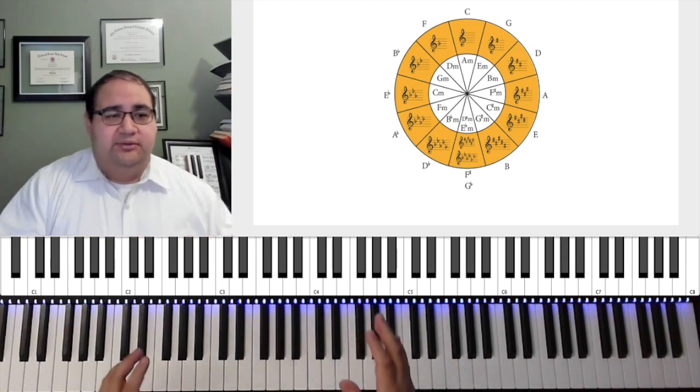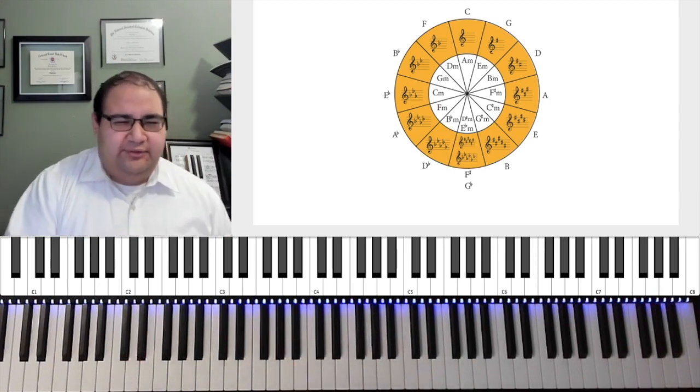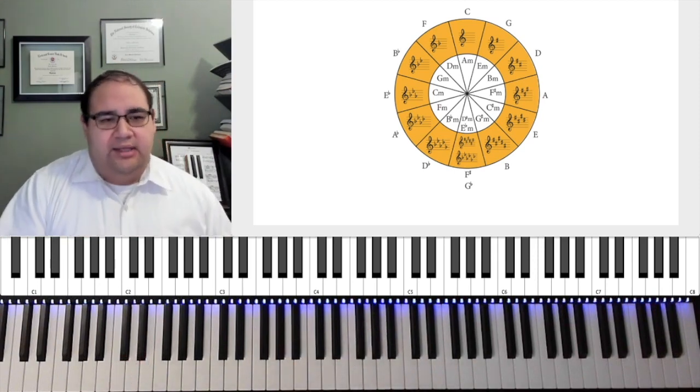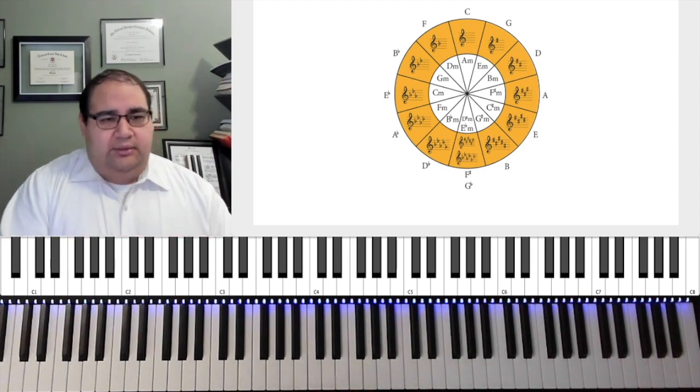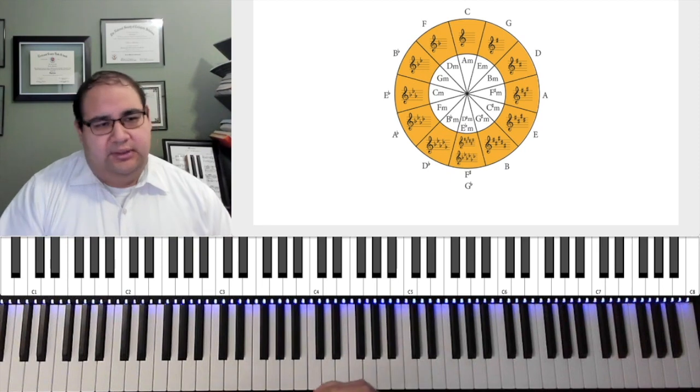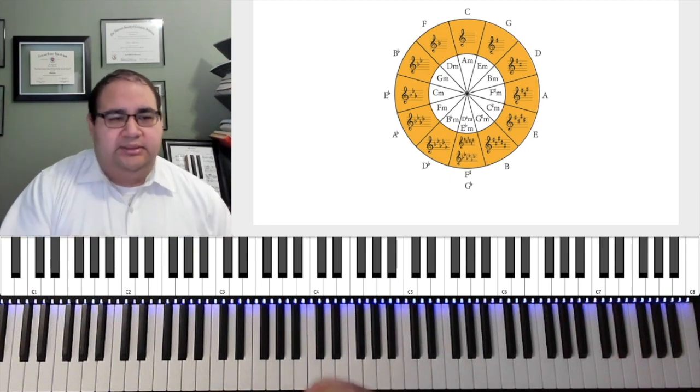Now minor scale is going to use a different system of whole steps and half steps to build a minor scale, but we'll look at that another day. Just note that when you start memorizing either the major or the minor circle of fifths, the key signatures are not going to move. The notes probably will, but not the key signature.